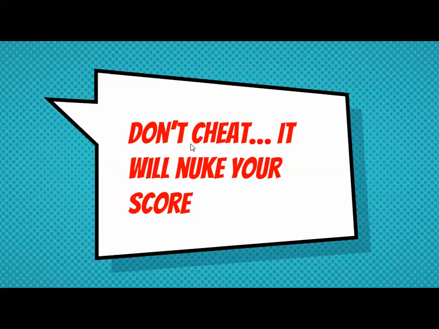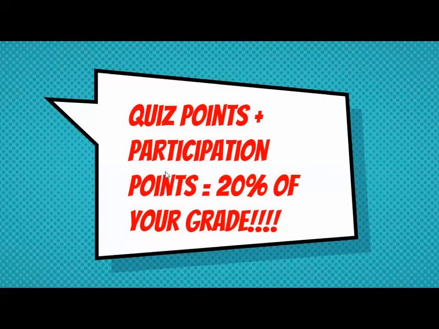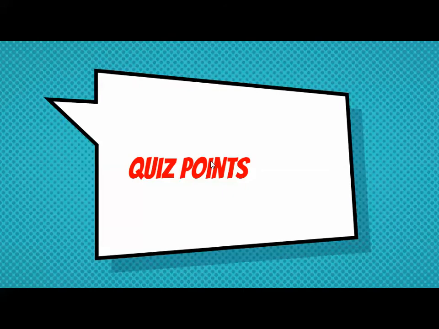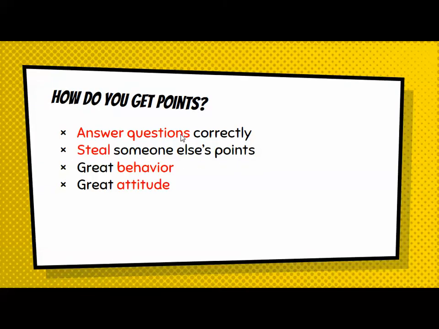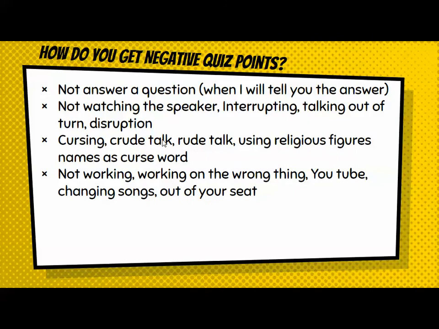It's important. If you cheat on something, your participation and your citizenship is going to be really bad. So don't do that. Okay, how do you get quiz points? You know how this works. I give you questions on the videos and the spiels, and you have to answer them, and it's worth points. Okay, so if you answer questions, you get points. If you steal somebody else's answer, you get points. And during the quizzes, good and bad behavior will change your points. Okay, so that's obvious. Negative points: don't answer the question, don't pay attention, interrupt, talk out of turn, cursing, crude talk, rude talk, not working, working on the wrong thing, YouTube, changing songs, so on and so forth during the quiz. Okay, all right.